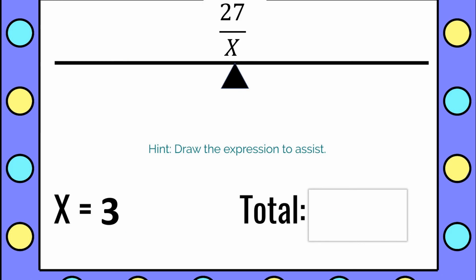Finally, this is 27 over x as a fraction. And now my brain is like, whoa, that makes no sense. So let's go to what fractions are about. It's about dividing. So that's 27 divided by our unknown. Let's find out what the unknown is. The unknown is a 3. So I need to do 27 divided by 3. Well, 27 divided by 3 is 9.